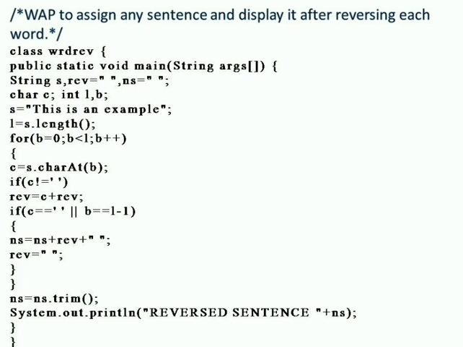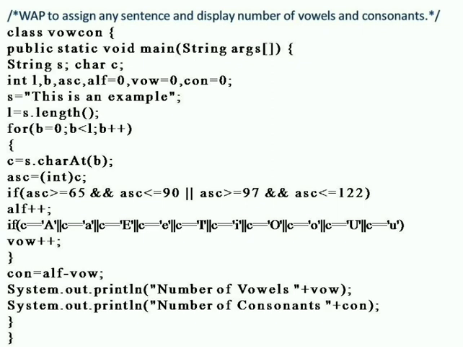So it is complete. We have already reversed the words and joined them with ns to form a new sentence which will contain all these four words in reverse order. So finally we print the reversed sentence ns. Hope you understand this. Now we'll do another program. This is our next program.